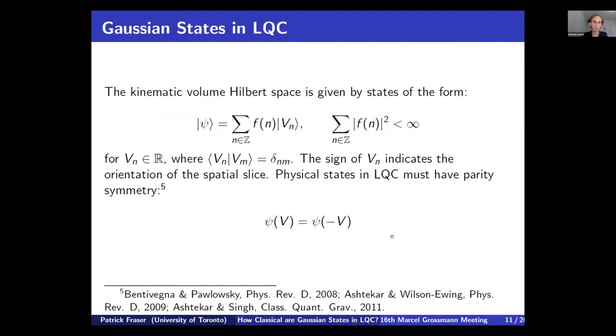So the Hilbert space that we're concerned with is the kinematic volume Hilbert space. It's this polymer Hilbert space with countable superpositions of classical geometries, essentially, and with the usual boundedness condition. Here, a ket with a classical geometry given by a volume Vn, where Vn is any real number, the sign of that volume indicates the orientation of the relevant spatial slice. And it's thought that physical states in loop quantum cosmology ought to have a parity symmetry, at least at the kinematic level, in which you can't distinguish between the different manifold orientations. So we ought to have this condition satisfied as well.